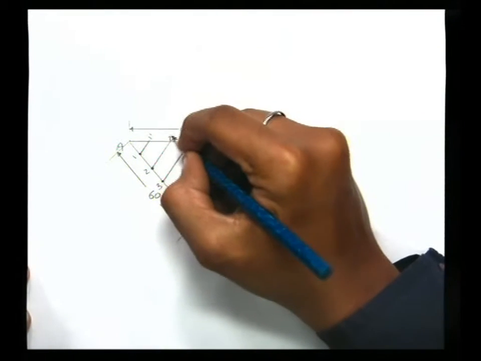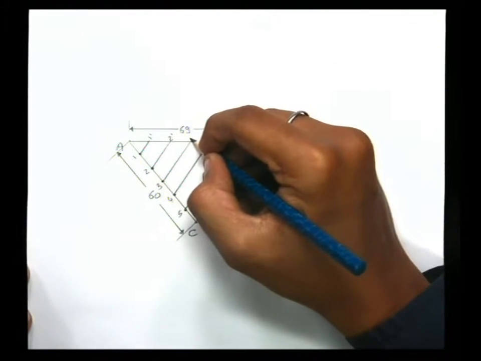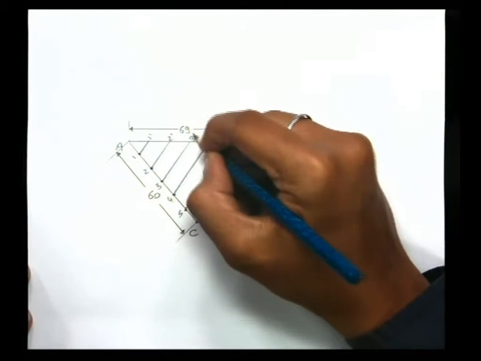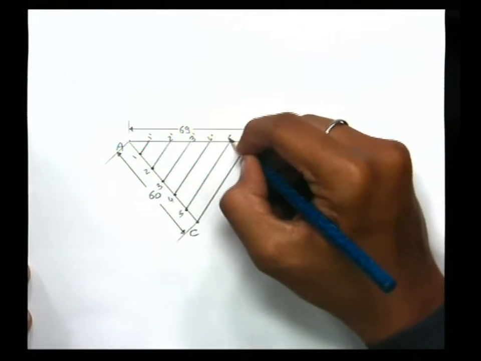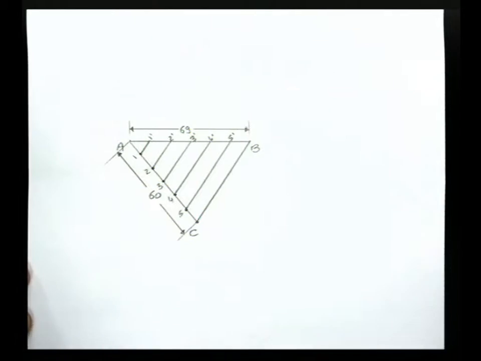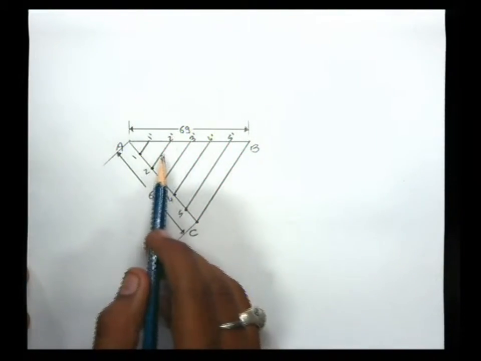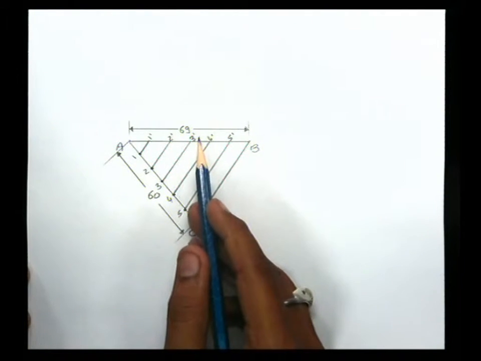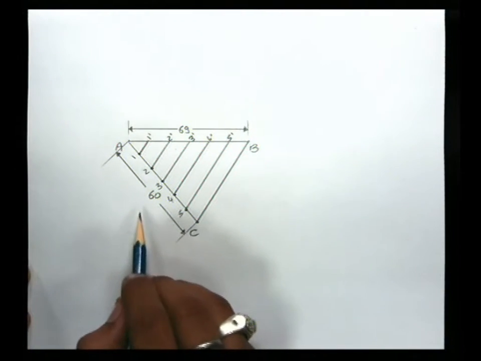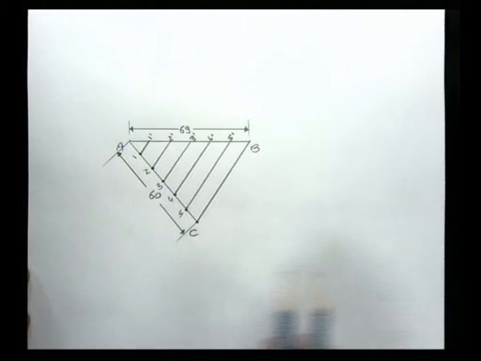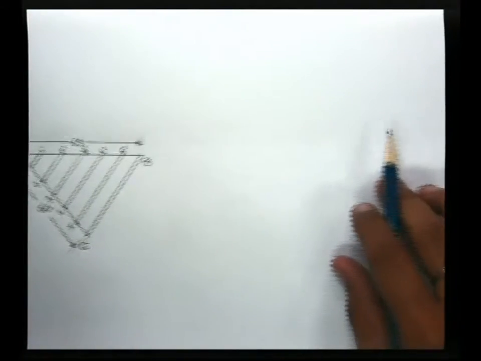I have joined 1 to 1 dash, 2 to 2 dash, 3 to 3 dash, 4 to 4 dash and 5 to 5 dash. So this is how I will get the equal divisions of this 69 mm line using this 60 mm length. Let's repeat the procedure once again.